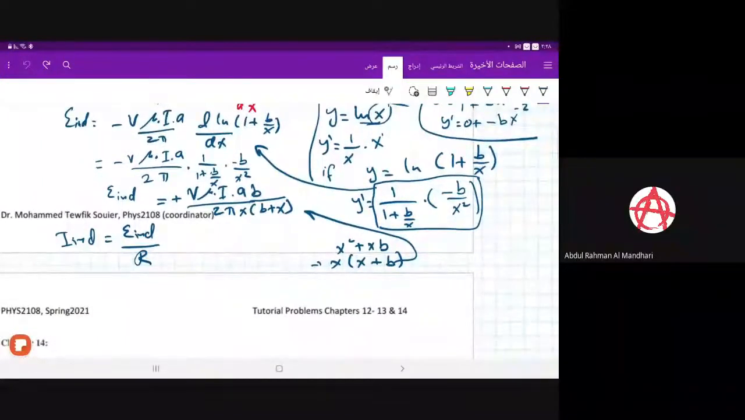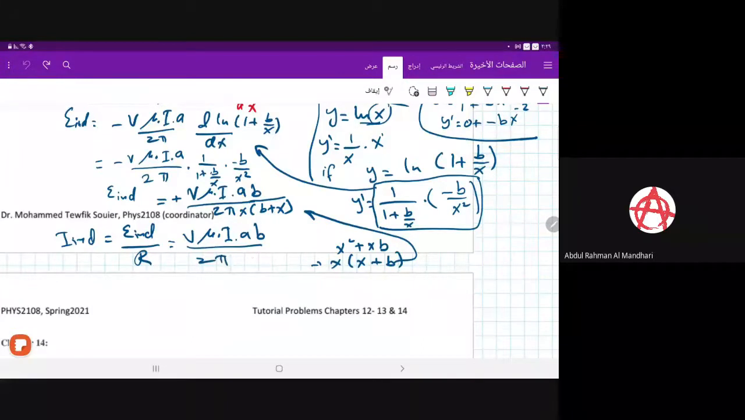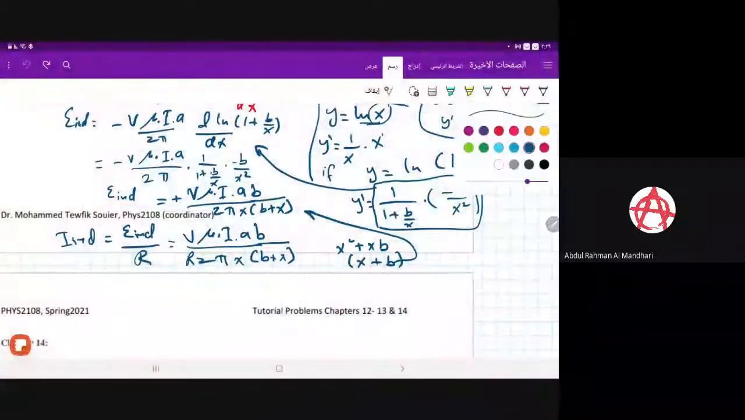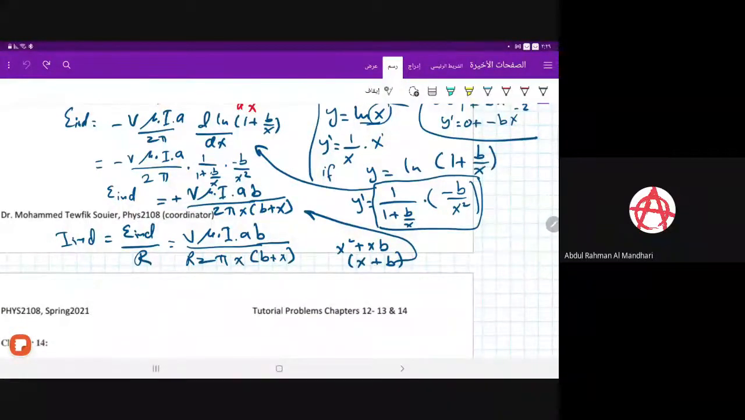So everything we wrote here we write again. This will be v naught I a b, and actually a b is the area, so we can write the area here, over 2 pi x b plus x. So that is the final result, and don't forget R, because R is the resistance. You get the induced current. Okay, no problem. So alhamdulillah, now we have the expression, but we have to understand the physics behind it, and I think it's clear to you in this case. Okay? But don't forget, I naught here is the original current.